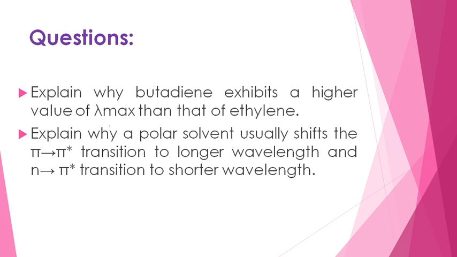And finally, I would like to give some questions to test your understanding. Explain why butadiene exhibits a higher value of lambda max than ethylene. Just compare these two: why does lambda max increase for butadiene compared to ethylene? And the next one: explain why a polar solvent usually shifts the pi to pi star transitions to longer wavelength and the n to pi star transition to shorter wavelength. This is one of the factors, the effect of polar solvent on carbonyl compounds.